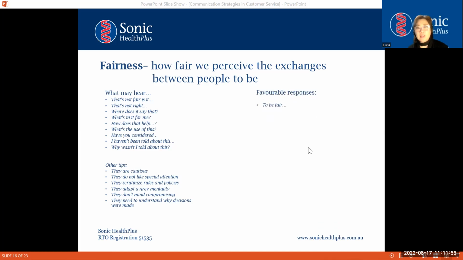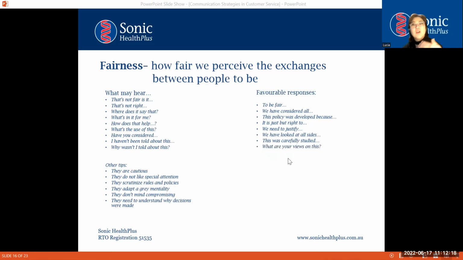So how you're going to speak to, say, if I spoke to you, Rena, I must use words like, to be fair, we have considered all. This policy was developed because it is just and right, we need to justify, we have looked at all sides. This was carefully studied. What are your views on this? Because you have to have the opportunity to speak up, otherwise you won't feel engaged at all. That's just but fair. How does this sound to you? So you're being asked about how you feel.